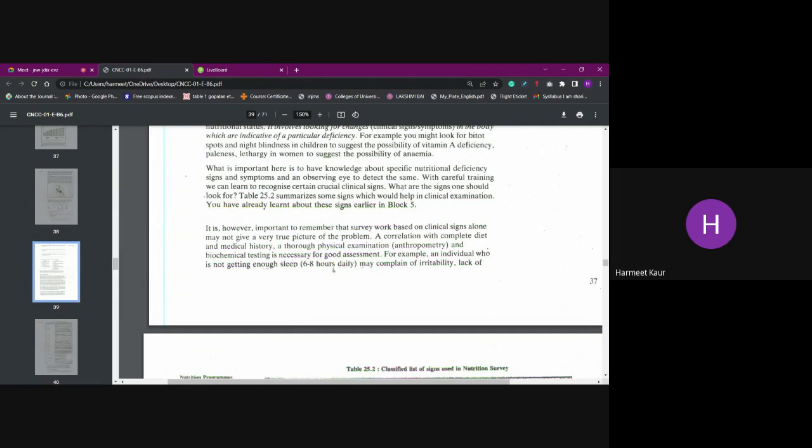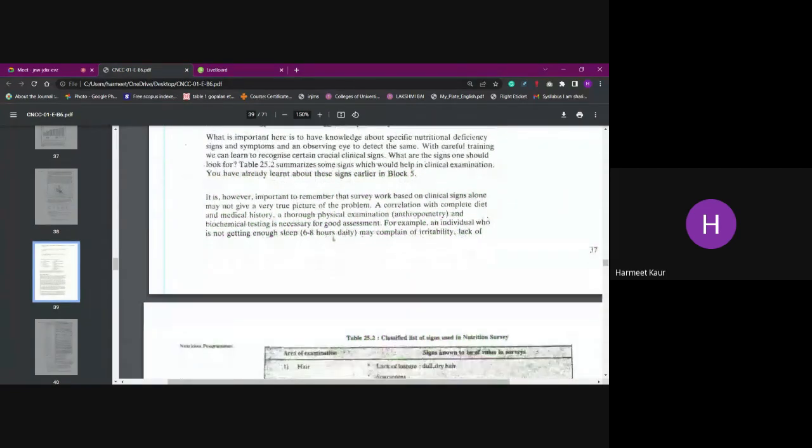But the thing is what? When you are making this assessment, you should be trained enough. You should be very aware of different signs and symptoms yourself, and only then can you make the correct judgment. But the other problem with clinical signs is what? That sometimes a few of the clinical signs and symptoms may overlap between nutrients. So this was C, that is clinical.